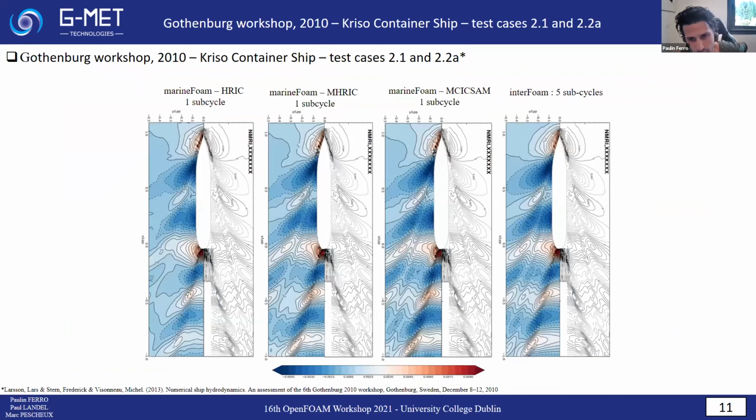Here is a comparison for the wave pattern. As you can see, interFoam, modified Ashwick and modified Sixam give very good results. I recall here that we have 5 subcycles with interFoam, whereas it is only 1 with marineFoam. And with Ashwick, you see that the wave pattern is badly calculated. All those features are not well captured by the scheme. This is why the error is the largest for the force. For marineFoam, modified Sixam and modified Ashwick, the agreement is very good.